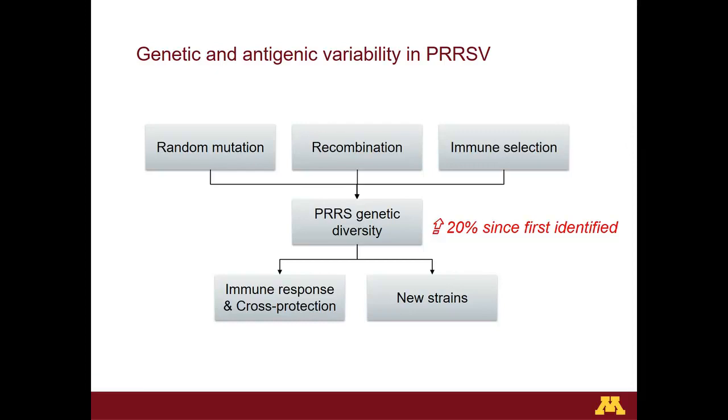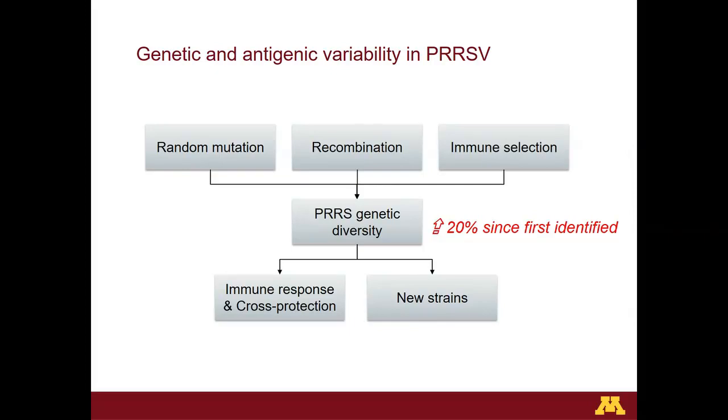With the 10 minutes or so that I have left here, I'm going to talk a little bit regarding genetic and antigenic variability in PRRS and the analysis that I've been running the past year or so here at the University of Minnesota. So we know that PRRS random mutation and recombination occurs.